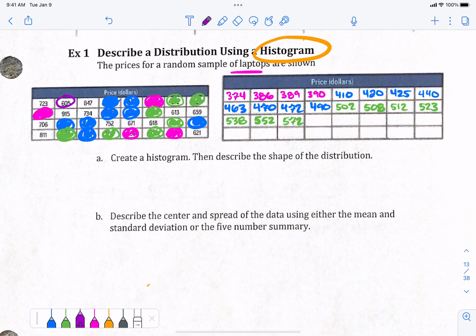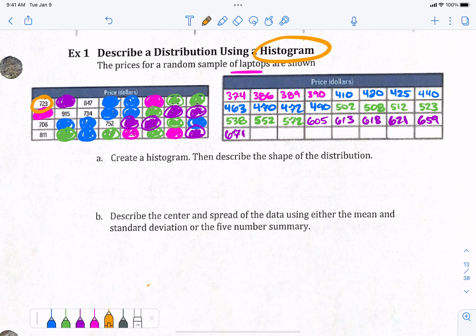600s. We got a 605. We got a 671, a 618, a 613, a 659, 621. That is 6 of them, 6 in the 600s. So, 605 first, I think. Then 613. Then 618. 621, I think. 659 and 671. I think that'll do it for that one.